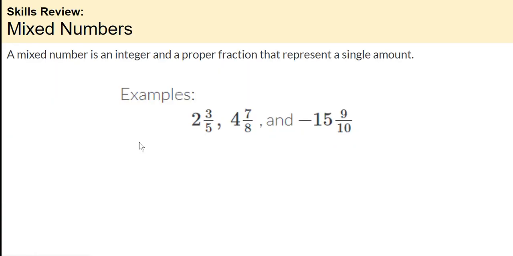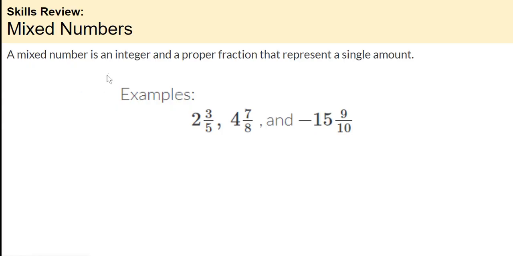Okay, so remember, a mixed number is an integer and a proper fraction that represents a single amount. As you can see, it has an integer, and then a proper fraction. Proper fraction means it has a small head. That's what we like. And if you remember, all of these numbers can be written as decimals as well.